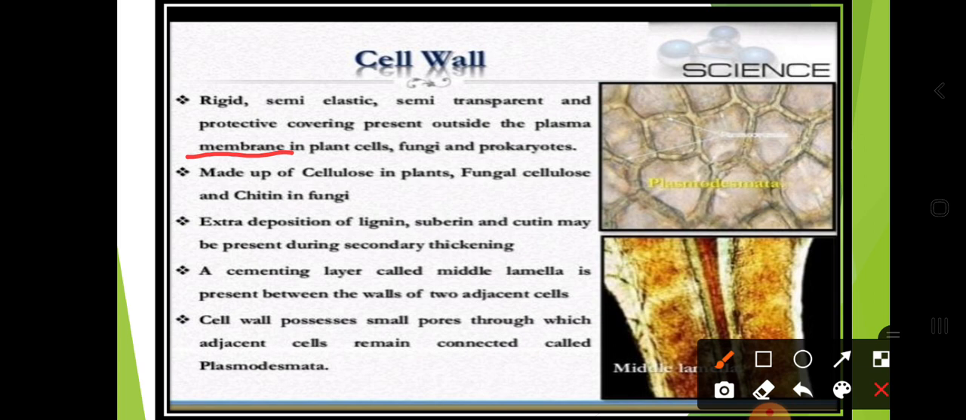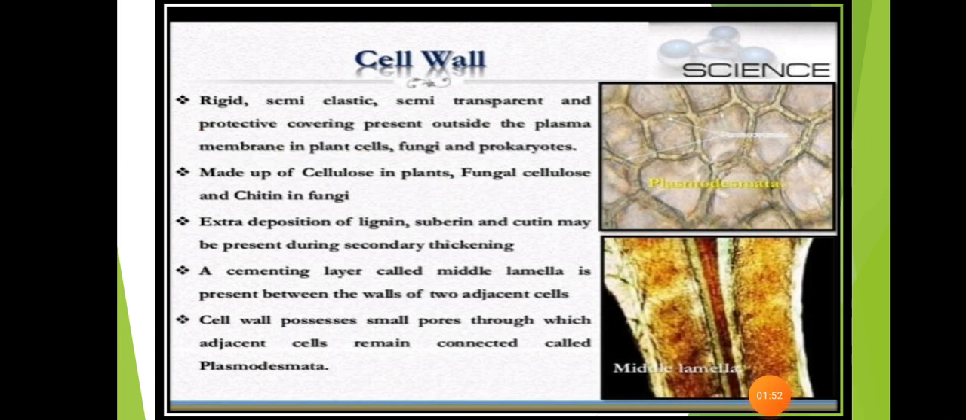Where is it present? In the plant cell. The cell wall is present in the plant cell. What is it made up of? It is made up of cellulose in plants, and chitin in fungi. These are the main components present in the cell walls.